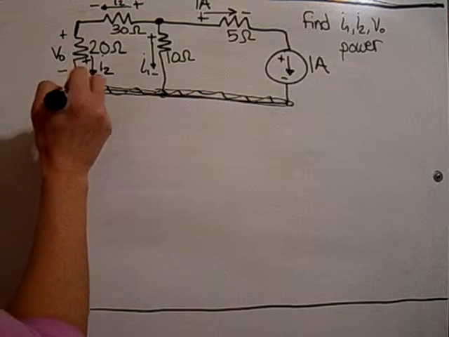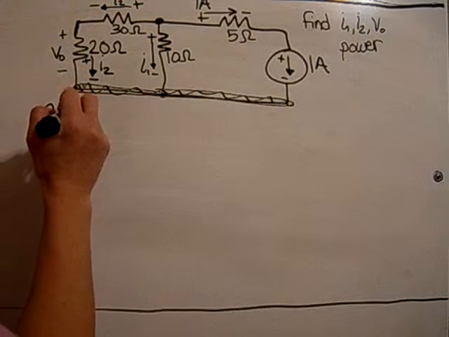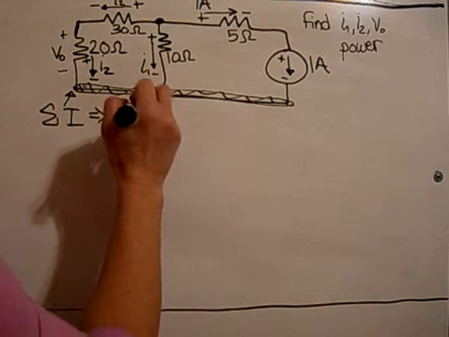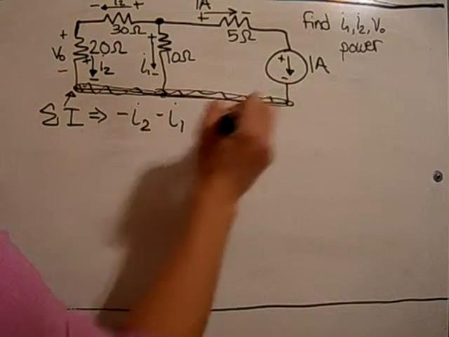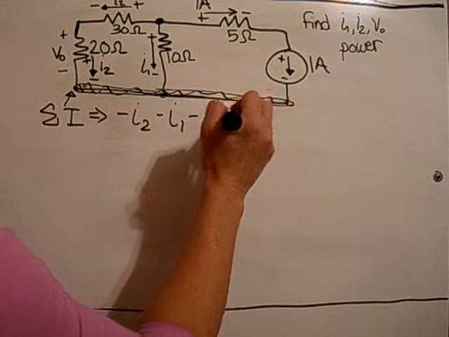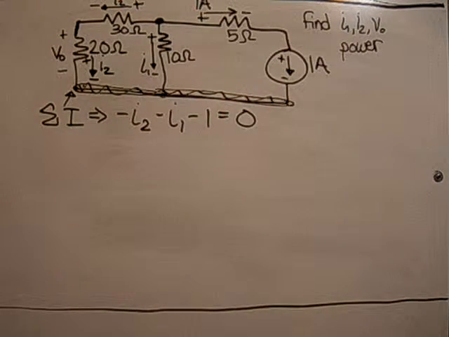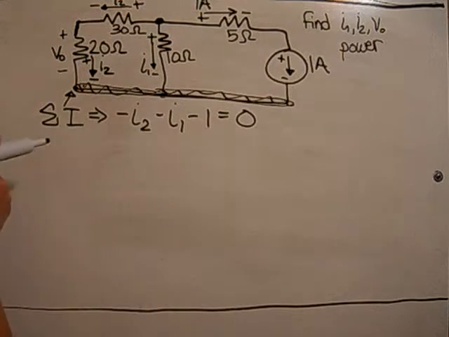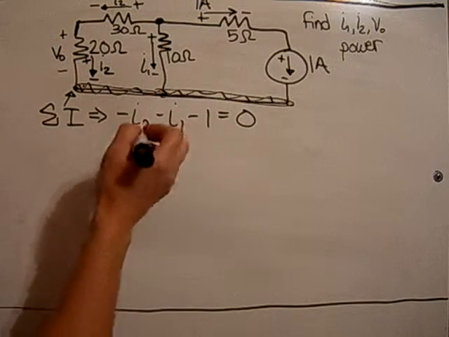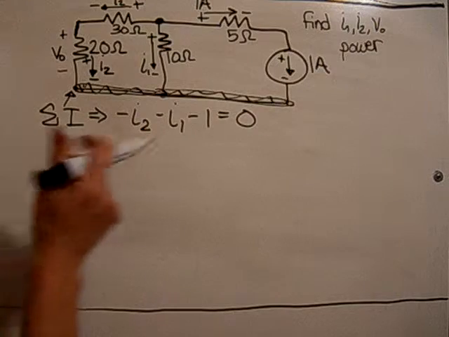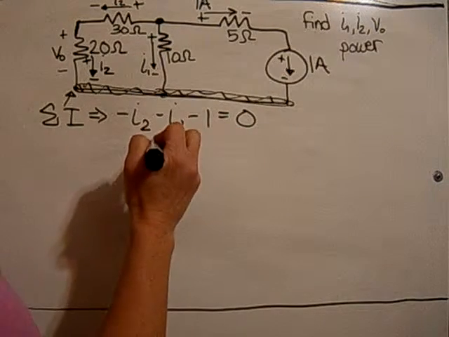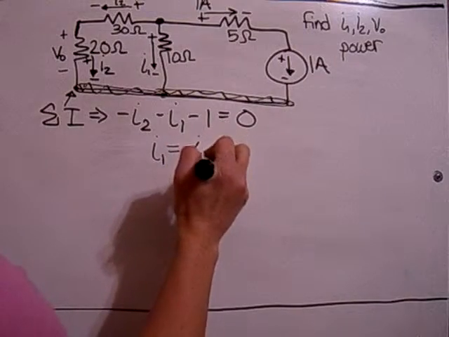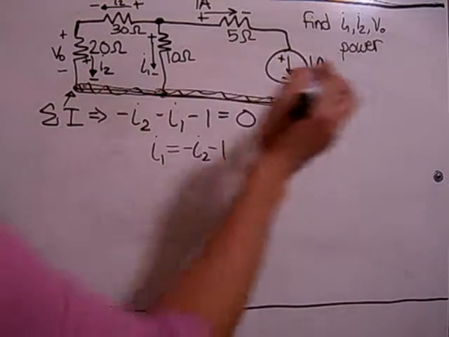So if I sum the currents here, I have I2 going in, I1 going in, and 1 going in. So I have negatives for each one of those. I can solve this for, arbitrarily, I1 or I2. I'm going to choose to solve it for I1. So I1 will equal negative I2 minus 1.